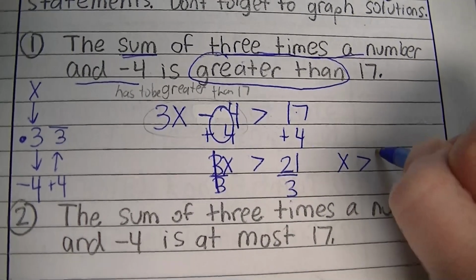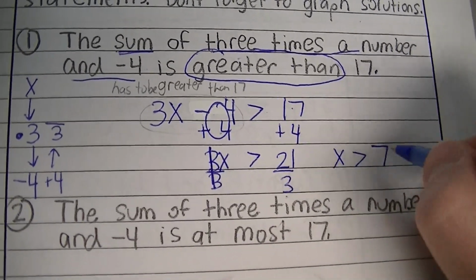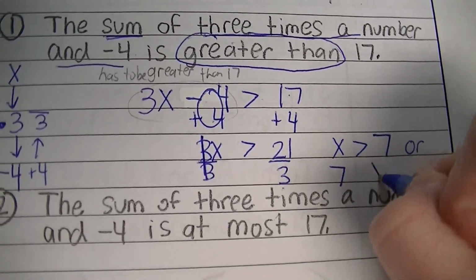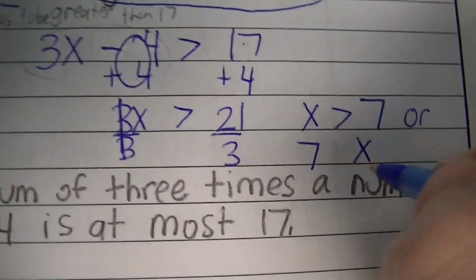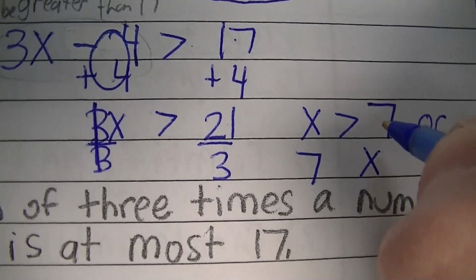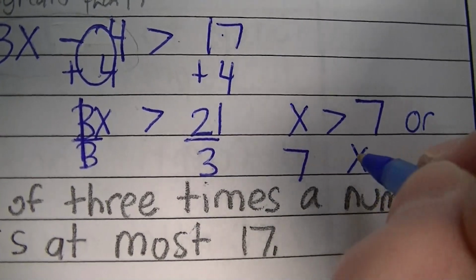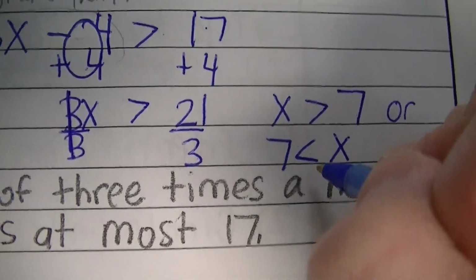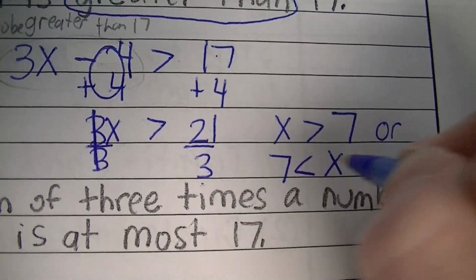21 divided by 3 is 7. So that's one way I can write it, or the other way I can write it is writing that 7 first, and then that x next, okay? So you'll notice that x is greater than 7, and what we have right here is x is greater than 7. Okay, so that's what it looks like.